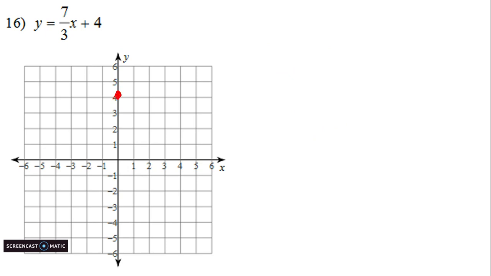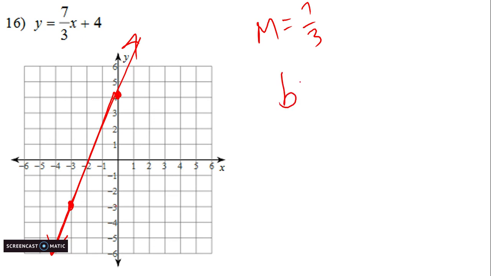Y-intercept is 4. We're going down 7 and over 3, up and to the right. Again, your slope was 7 over 3. Your y-intercept was 4.